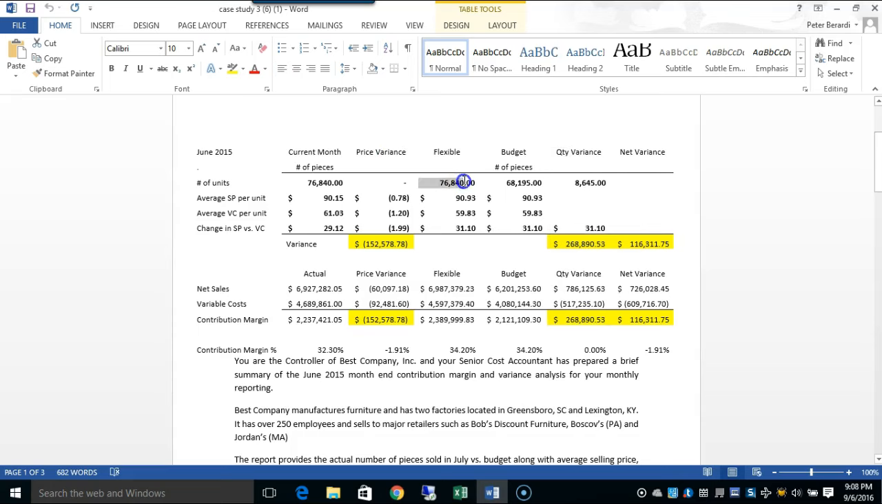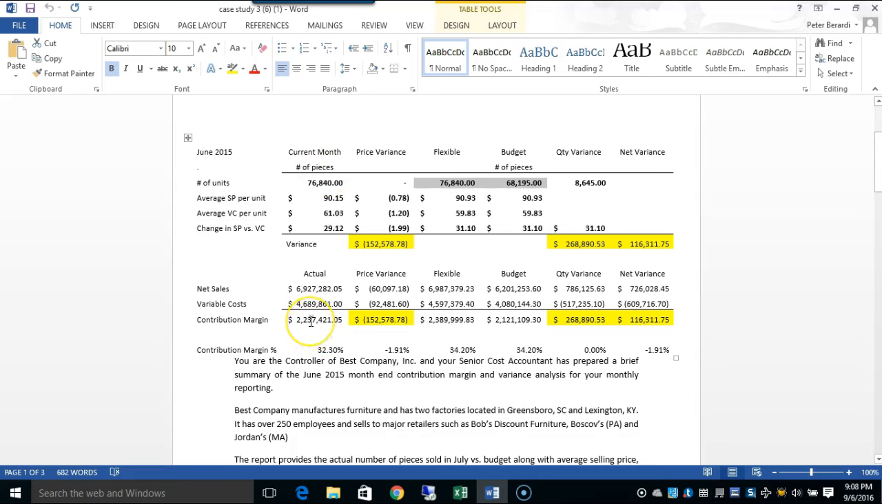The flexible budget, as we learned, is saying what our budget would look like based on our actuals. So our flexible budget in sales is our budgeted price times actual. Our variable cost is our budgeted variable cost times actual, and so on. So the flexible budget is basically what our budget would look like based on our actual volume, not the budgeted volume.